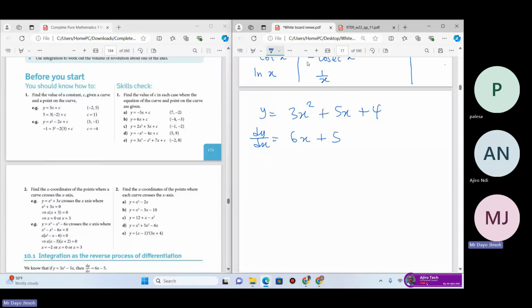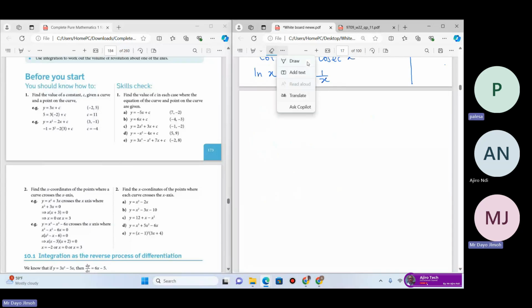Let's say this is one question. Then later on, we want to integrate 6x plus 5. I'll come back to this. I'll come back to all this. Don't worry. Let me just start the topic first. I'll come back to that.